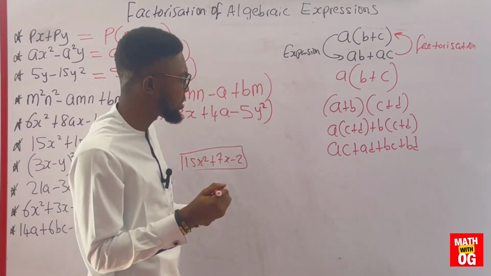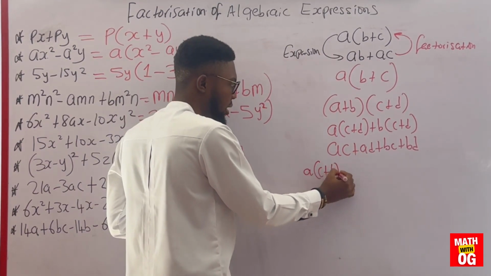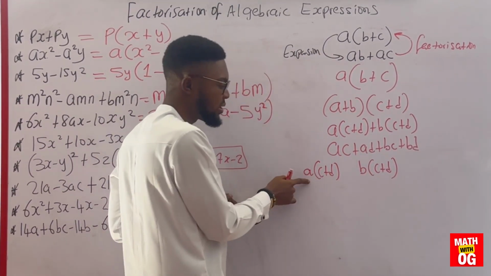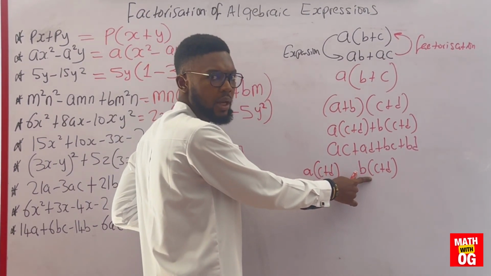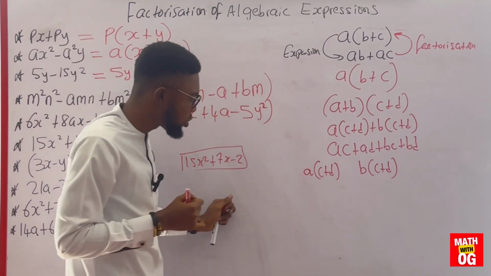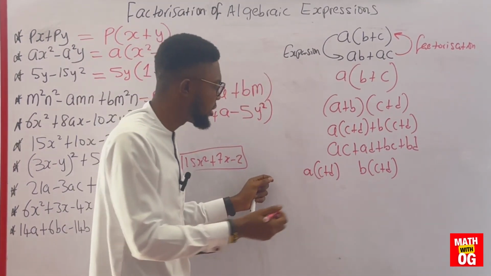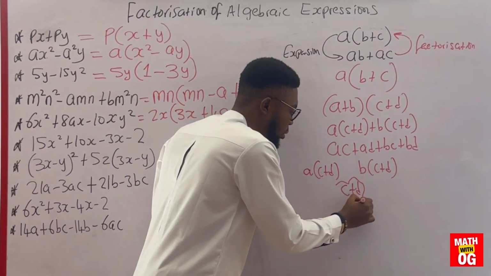Now I have 2 terms, and what are my 2 terms? a into c plus d and b into c plus d. So this is simply a multiplying c plus d, and this is b multiplying c plus d. Now what is common between a multiplying c plus d and b multiplying c plus d? You agree with me that c plus d is common. So this is what is common.